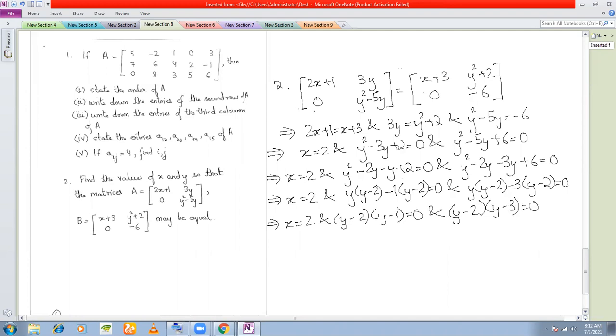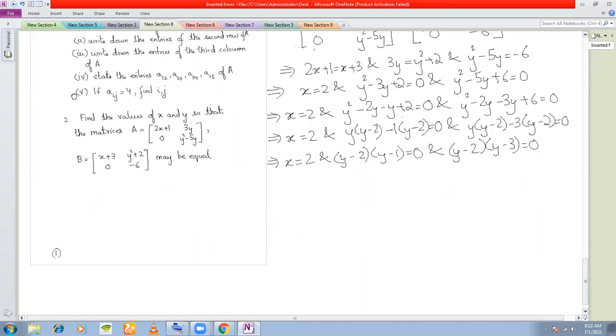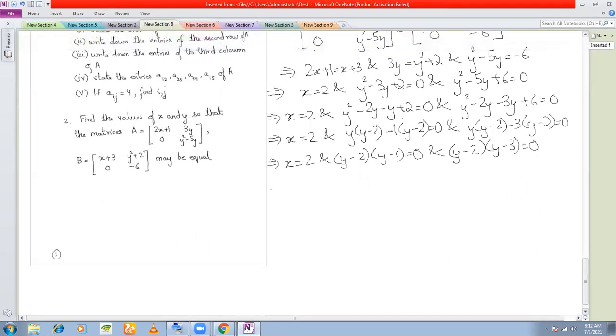Now here comes the main trick here. You have x is equal to 2, and what do you get? y minus 2 into y minus 1. Either y is equal to 2 or y is equal to 1, isn't it? And either y is equal to 2 or y is equal to 3, right? Now from here you must get the solutions. Now see, x is equal to 2 and either y is equal to 2 or y is equal to 1, and y is equal to 2 or y is equal to 3.